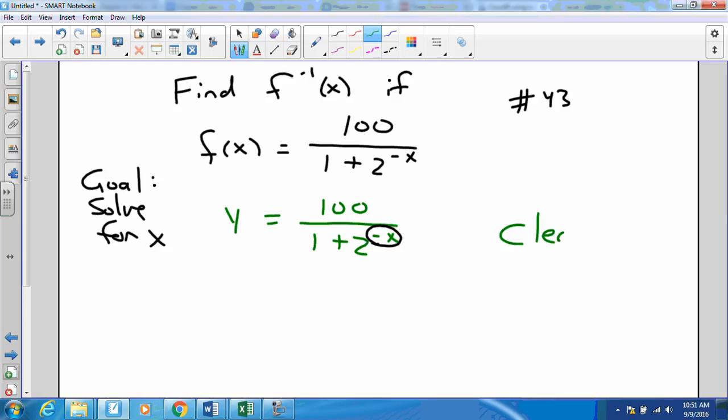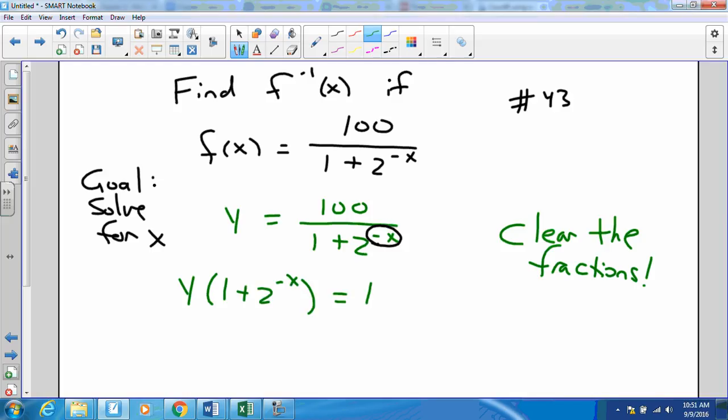So here we employ a strategy or slogan, clear the fractions, and we do that by multiplying by the denominator, and that looks like this. I multiply both sides by 1 plus 2 to the negative x. And when I do, on the right-hand side, the denominator cancels with my factor. And on the left-hand side, I get this guy.